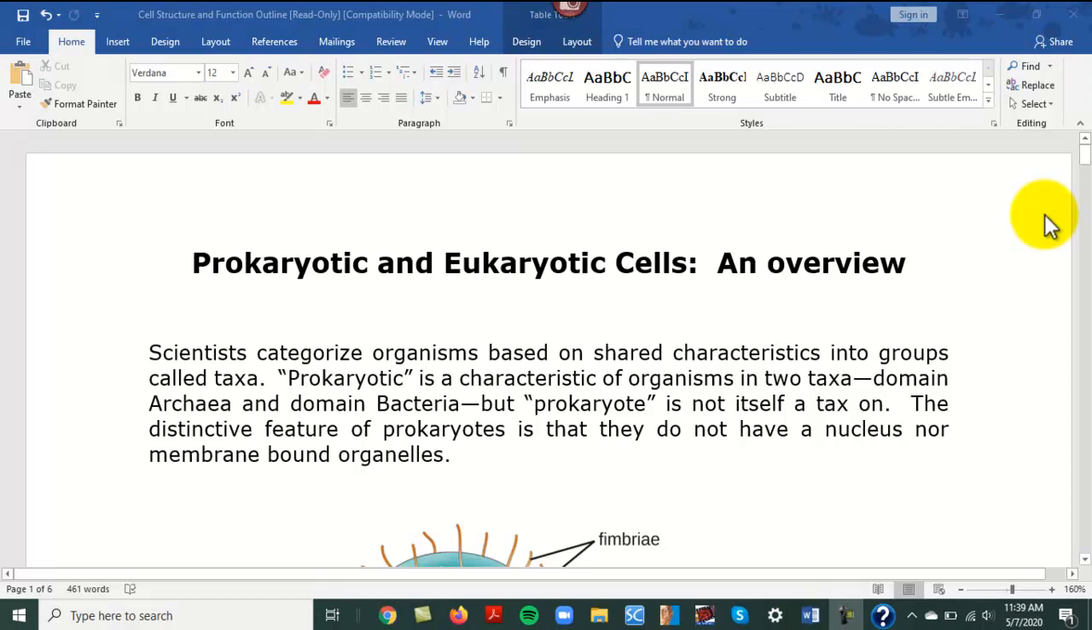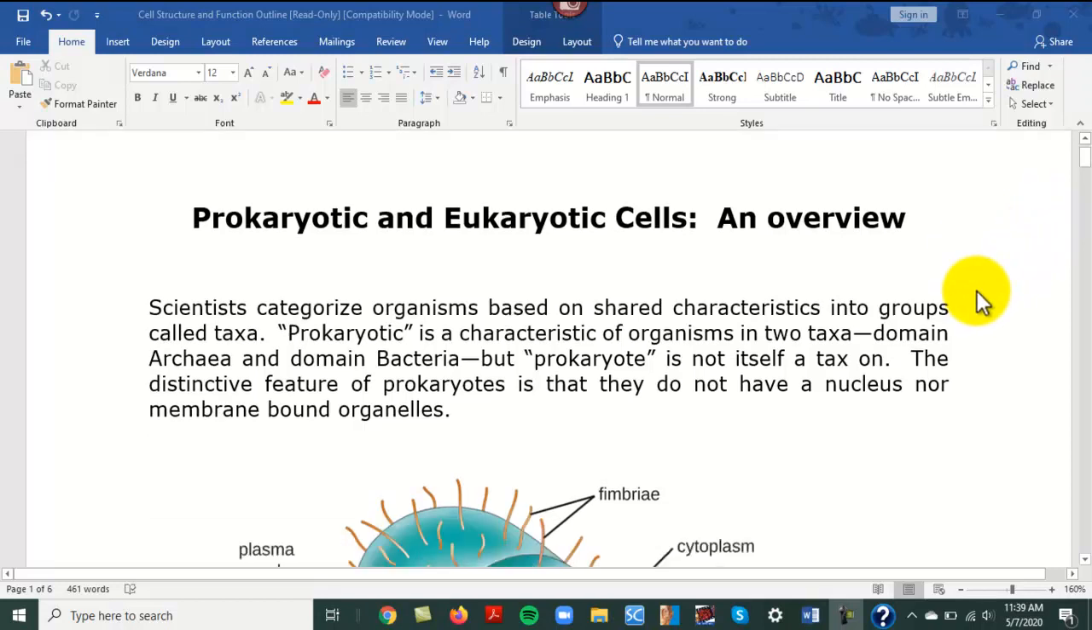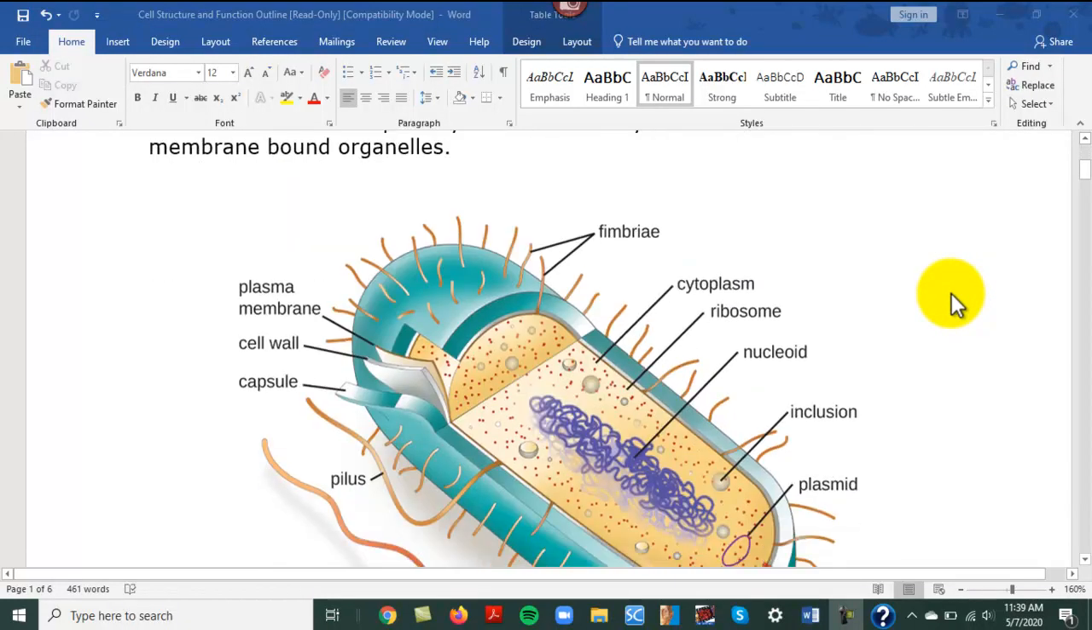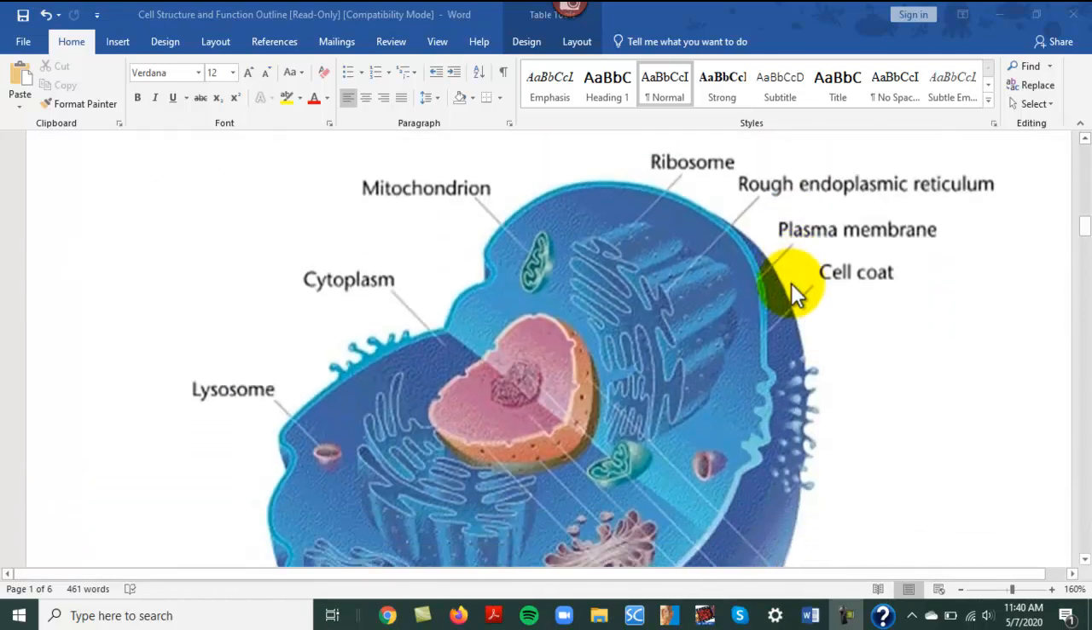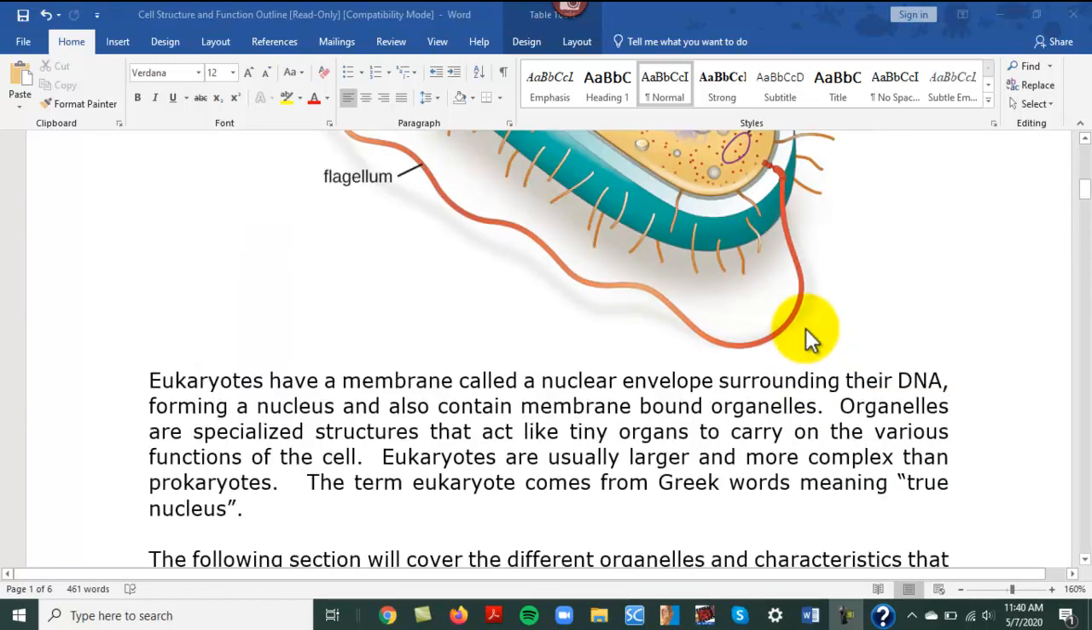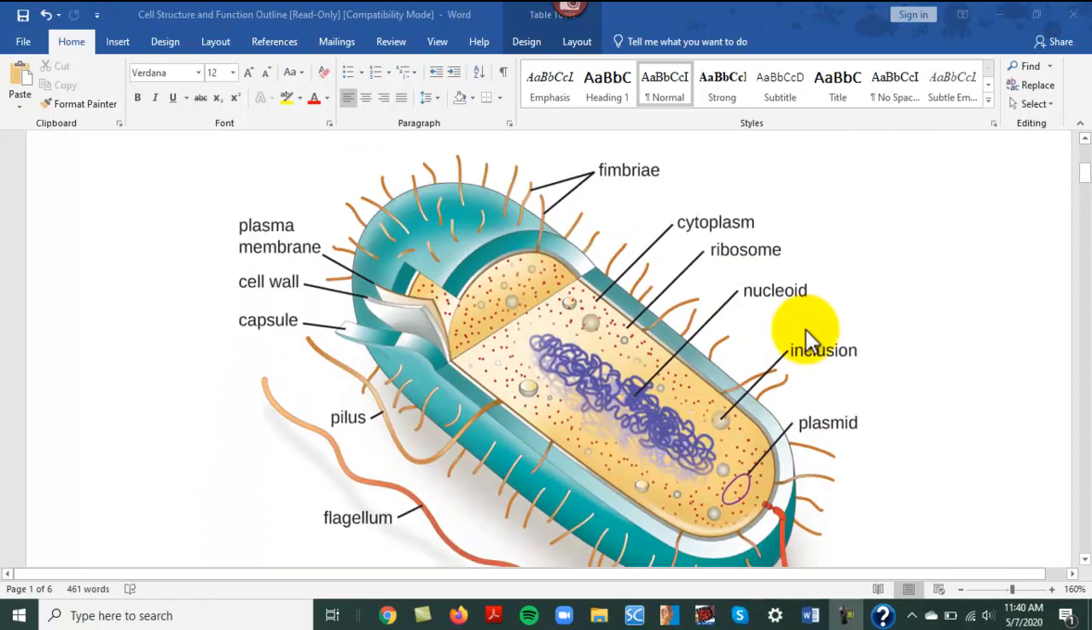This sheet is going to cover prokaryotic and eukaryotic cells. There's a comparison between the two. Prokaryotic cells are very simple, very basic, and then we have eukaryotic cells as well. So I'm going to go kind of quickly through this. I want to keep these videos short. Nobody wants to listen to an hour and a half talk on cells or anything.